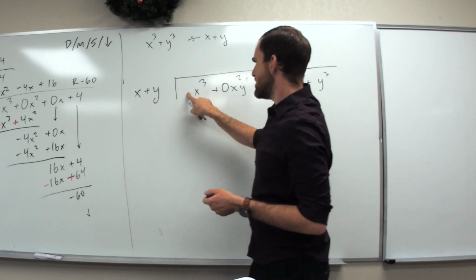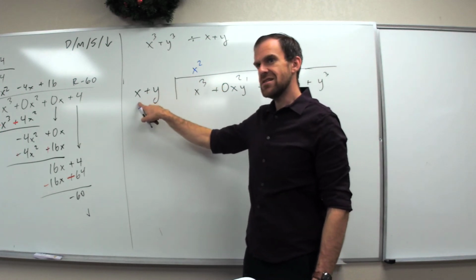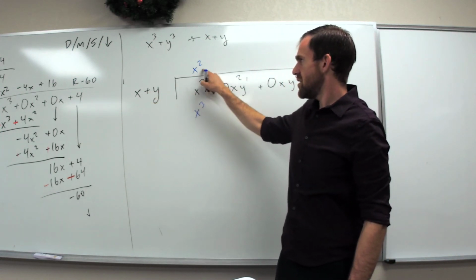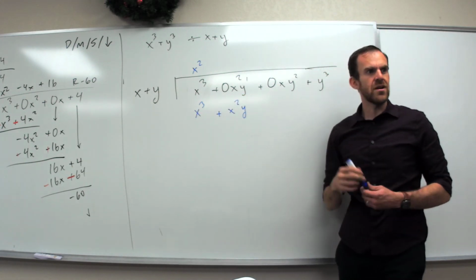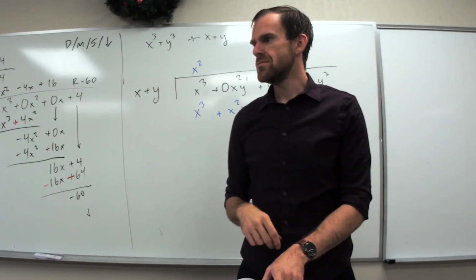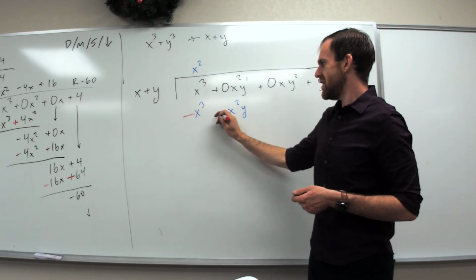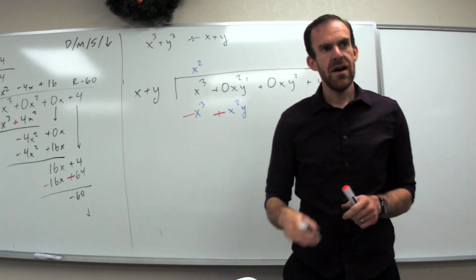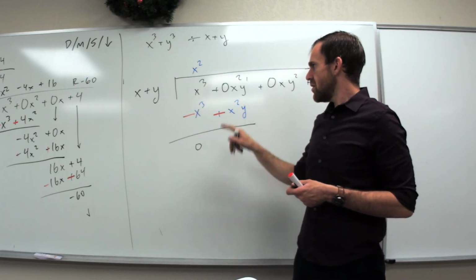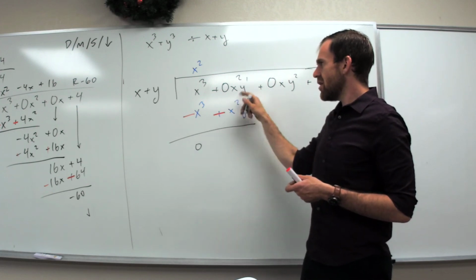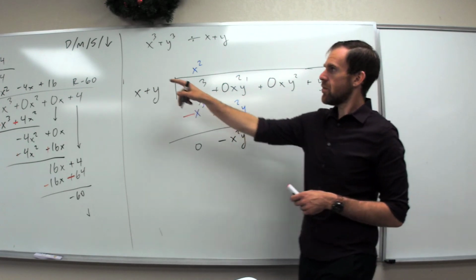X cubed divided by x is x squared. Multiply. X squared times x is x cubed. X squared times y is x squared y. See how the powers work out? Okay. Then subtract. So you're going to change the sign in a different color. And then proceed. X cubed minus x cubed is 0. 0 x squared y minus x squared y is minus x squared y. Next step? Bring down. Bring down.